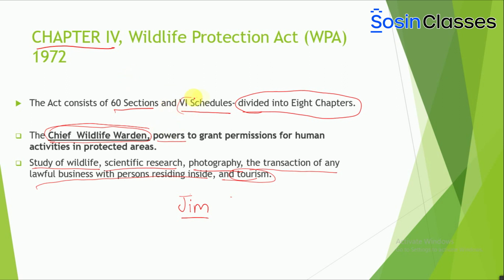Coming to the schedules, they are very important in the Wildlife Protection Act because they list the species which have to be protected and preserved by the government. These schedules mention all the species in the country which are endangered and need protection and utmost care. Therefore, these schedules play an important role in understanding protected areas too.